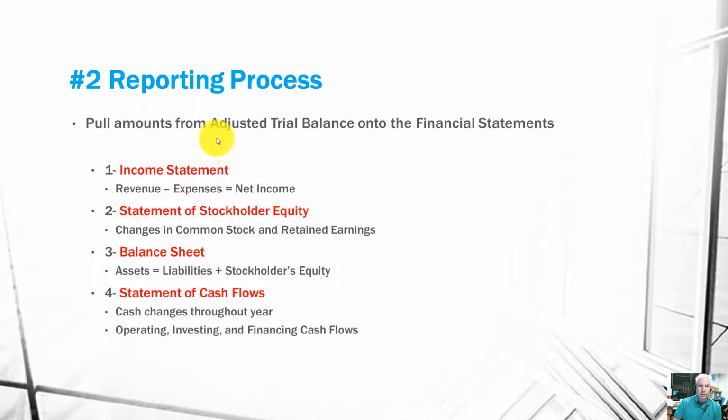The measurement process, as we said, is we record our external transactions and we post adjusting entries. The reporting process is we pull amounts from the adjusted trial balance onto the financial statements. The income statement measures our revenues minus our expenses, or our net income. The statement of stockholders' equity measures the changes in common stock and the retained earnings account. The balance sheet gives us our assets, our liabilities, and our stockholders' equity accounts. Remember, this is an equilibrium. And our statement of cash flows produces our cash changes throughout the year, where all cash inflows and outflows are broken into operating, investing, and financing cash flows.